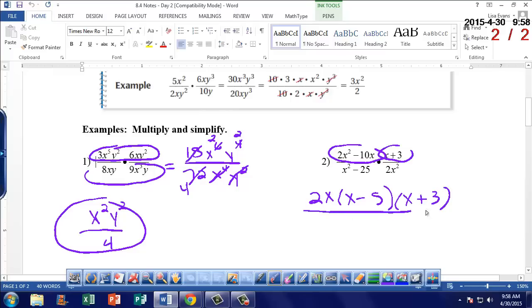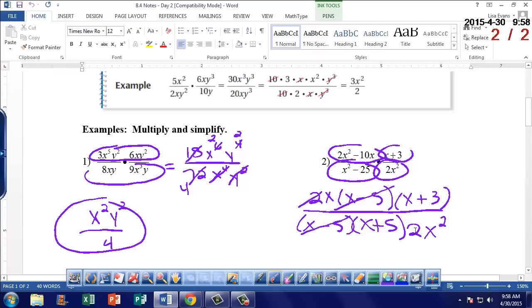Okay, in the denominator, is there anything I can factor? Yes, I have difference of squares. So I'm going to do x minus 5 times x plus 5. And then I'm going to go ahead and just write this, 2x squared. Now we're going to cross off any common factors. So I can see right away I have an x minus 5. I can divide out the 2's. Now I have an x by itself and an x squared. So I'm going to divide that out and I'm going to be left with an x on the bottom.